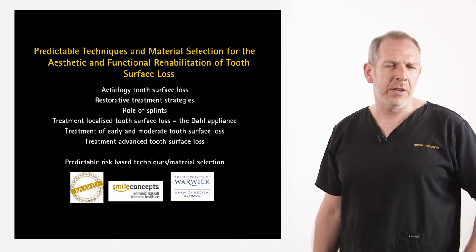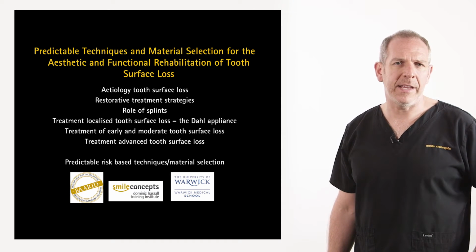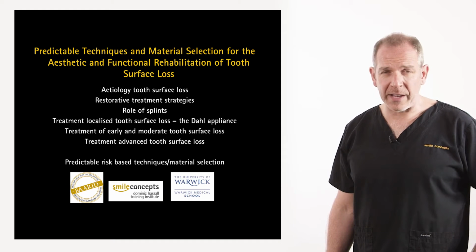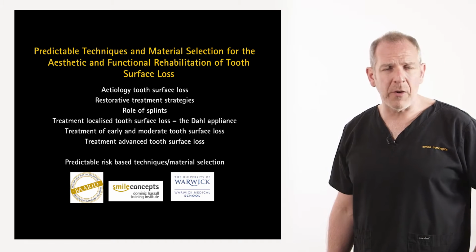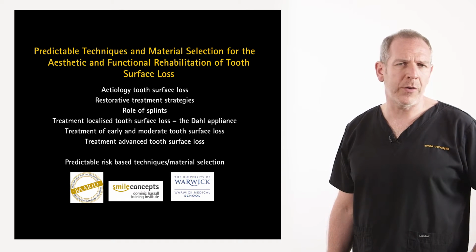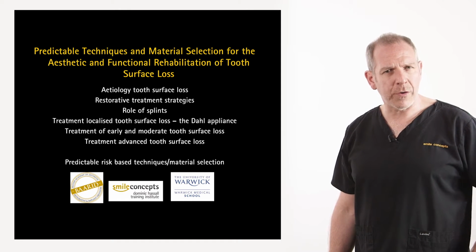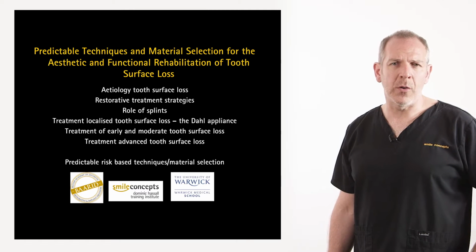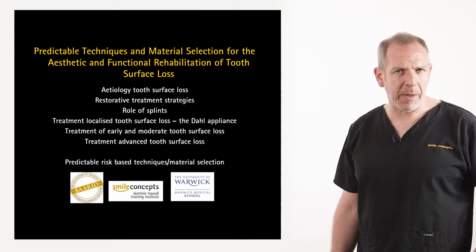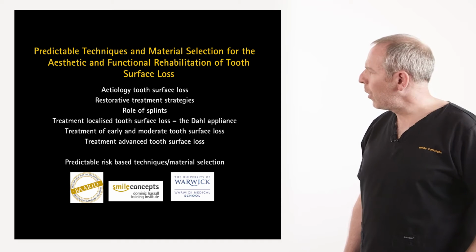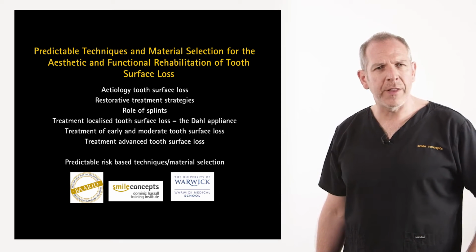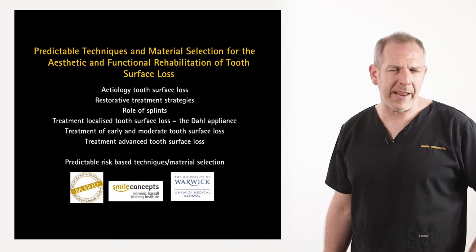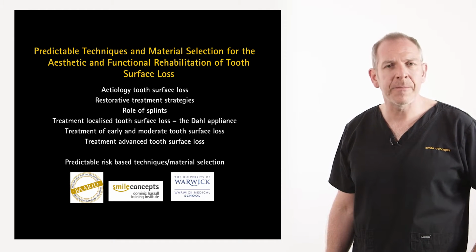We're going to look at using the Dahl appliance technique in localized anterior tooth surface loss. We're then going to look at more generalized tooth surface loss and the role of composite, the role of crowns, and the role of onlays in rehabilitating these patients. We'll also look briefly at the role of the overlay or onlay denture for more severe cases.